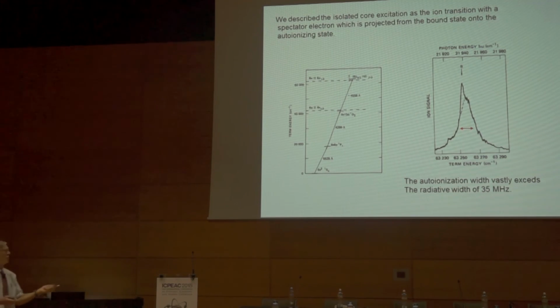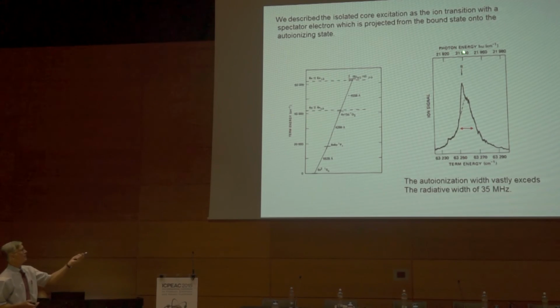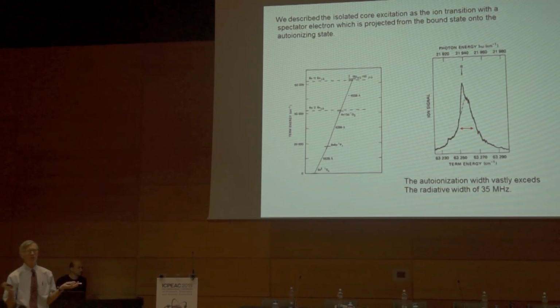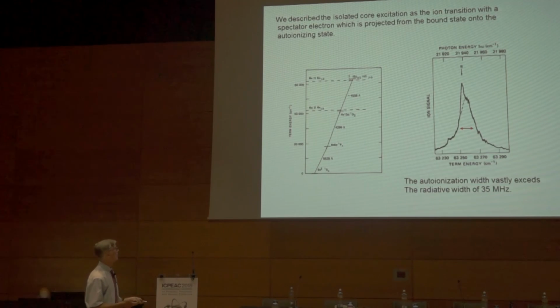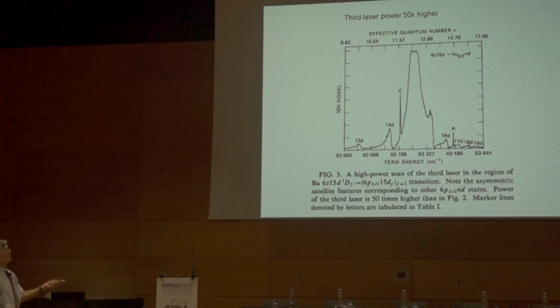That's 20 wave numbers wide, whereas the radiative width of this state, that is the likelihood of it decaying by radiation, is much lower. The radiative width is 35 megahertz. So for the 6p ND state, the radiative width is completely insignificant, and decay is entirely by autoionization. Okay, I can't resist showing, if you raise the laser power, you see spectra like this, that you can explain by just extending that simple picture I gave you of projecting the outer electron as a spectator.